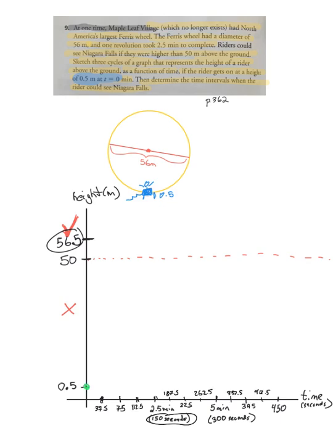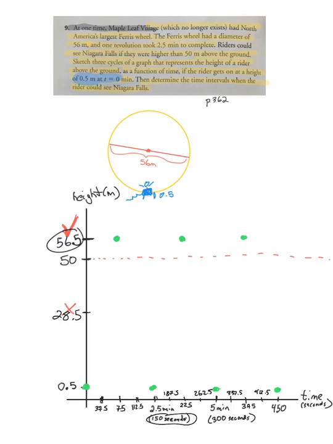So the rider gets on the bottom. After one full turn, he's going to be back at the bottom at 0.5 meters. After another full turn, so 5 minutes, he's going to be at the bottom. After another full turn, he's going to be back at the bottom after 450 seconds. Halfway between each set, he's going to be at the top. A quarter of the way, it's going to be in the middle somewhere. So the middle would be 28.5 meters.